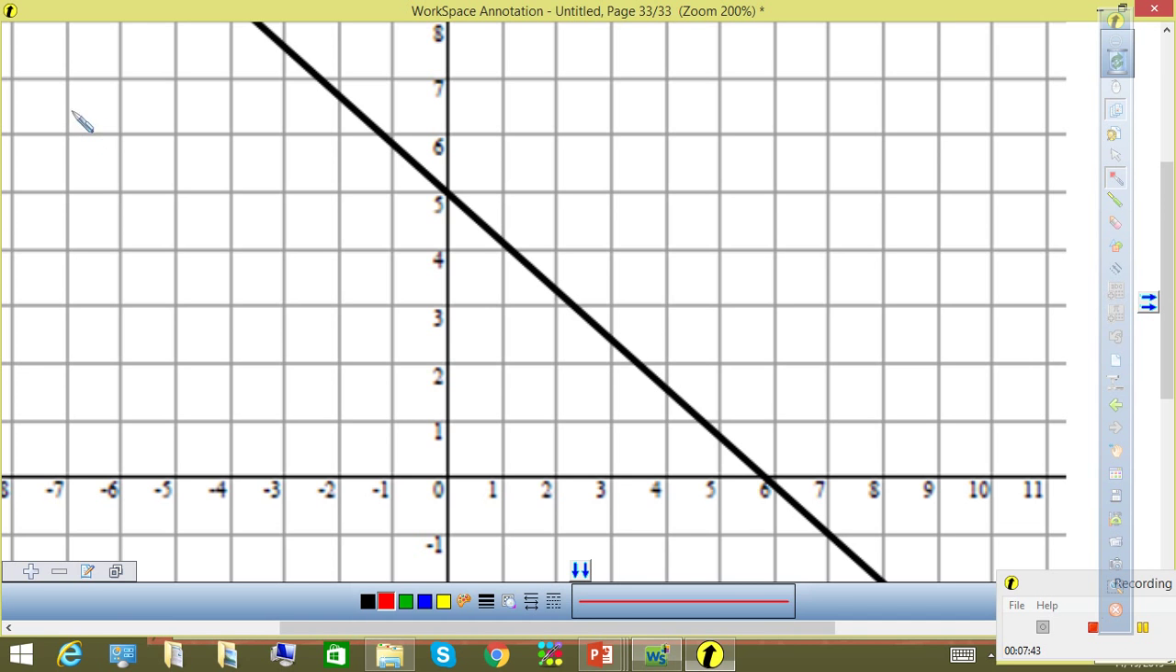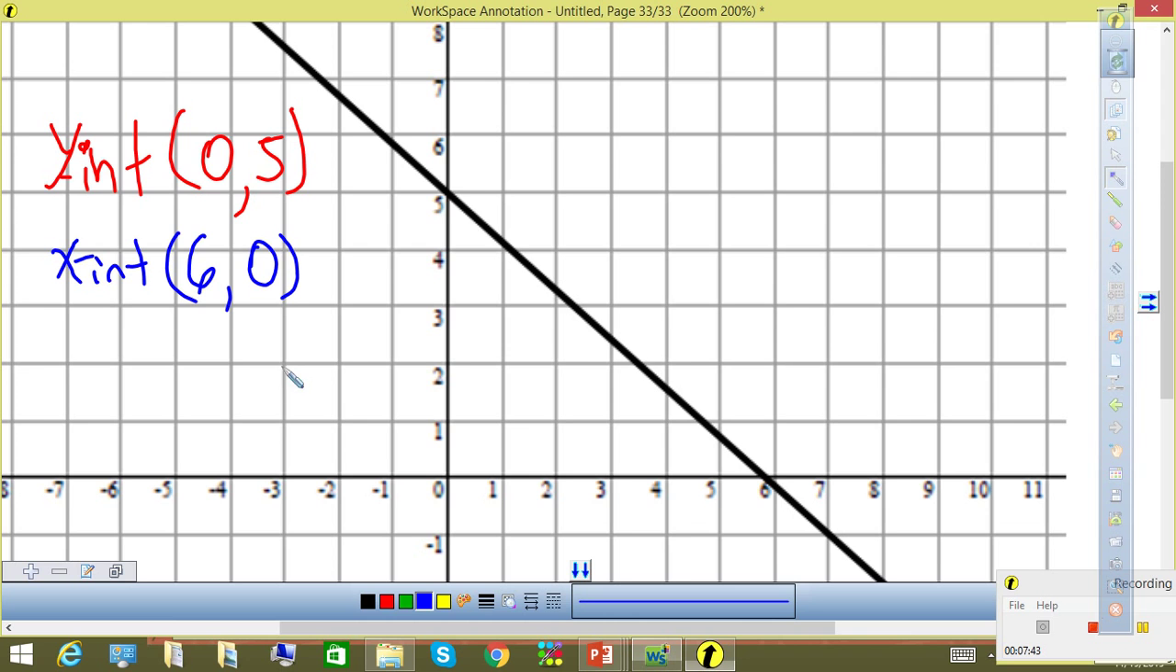Okay, let's see. Give me the y-intercept, please, for this one. Joseph? 0, 5. Hands if you got that. That is correct. Pass it to someone. X-intercept. 6, 0. Hands if you got that. That is correct. So you plotted your point there and your point there. Piece of cake? Yes?